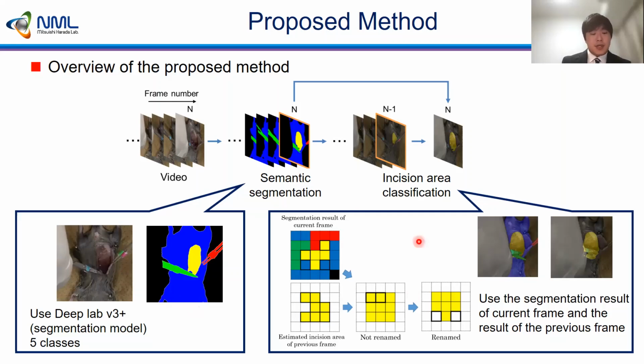In the second step, the incision area classification step, the incision area is estimated from the segmentation result of the current frame and previous frame.